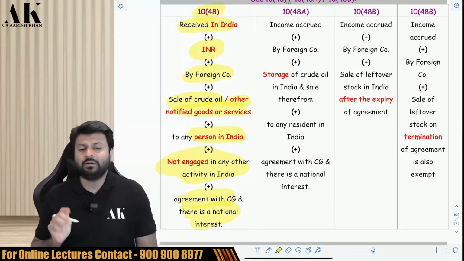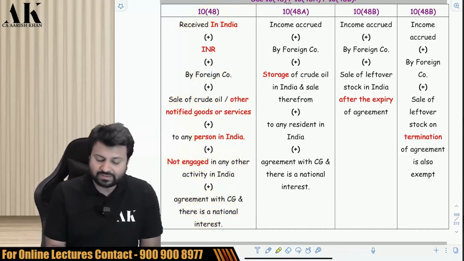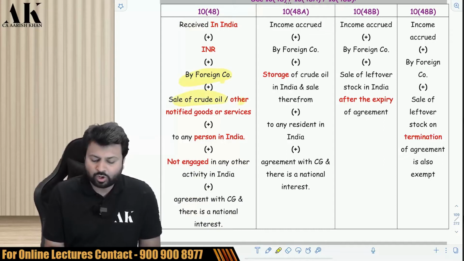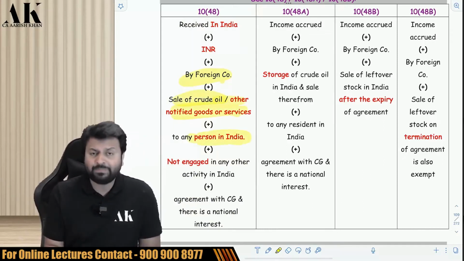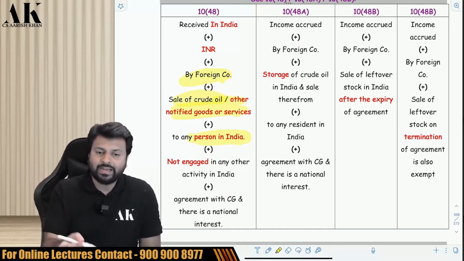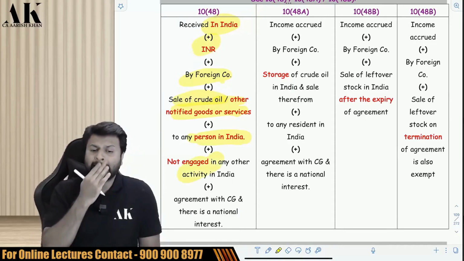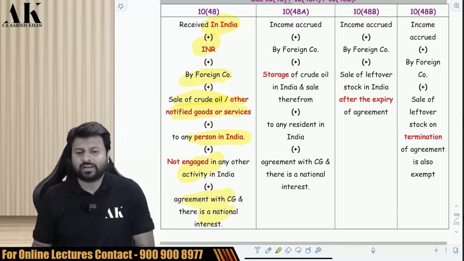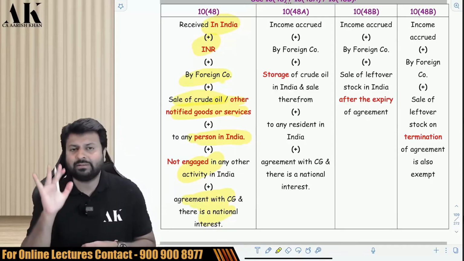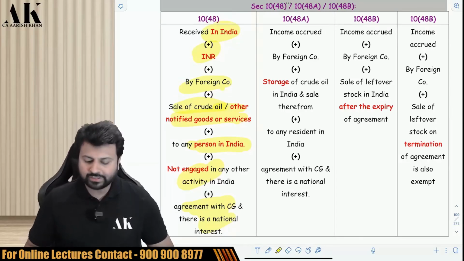Then the income earned by the foreign company will be exempt in India. I'll again say, if there is a foreign company selling some crude oil or other goods or services as the government may notify, to whom are they selling? To any person in India. And if the money is received in India and also in Indian currency, that is INR, and they are not engaged in any other activity in India, and there is a central government agreement with them, and there is national interest in that, then their income is exempt. Check it please.